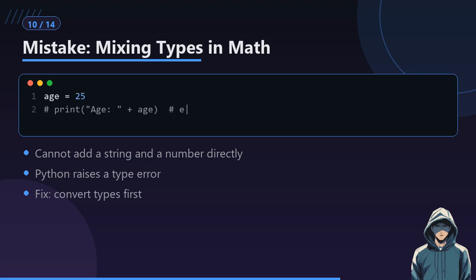A very common beginner mistake is trying to glue a number directly onto a piece of text using plus. Python does not know how to combine those two different types, so it stops with an error. The fix is to convert the number into a string first, using the str function.